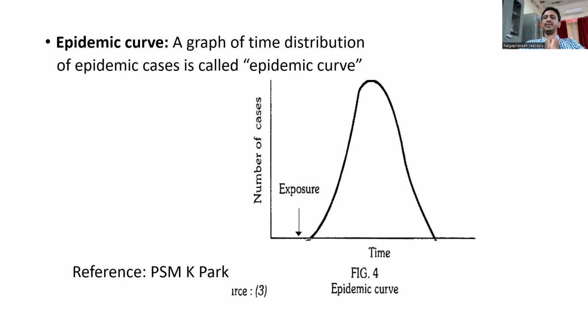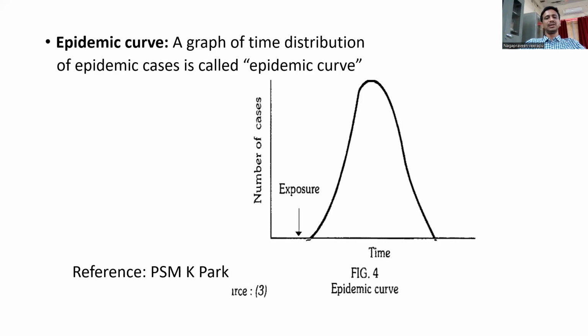First of all, what is an epidemic curve? A graph of the time distribution of epidemic cases is called an epidemic curve. In this figure, you can see time on the x-axis and number of cases on the y-axis. As the persons are exposed to the disease process, as time goes the number of cases increases, and then the number of cases decreases. That is the epidemic curve, a graph of the time distribution of epidemic cases.